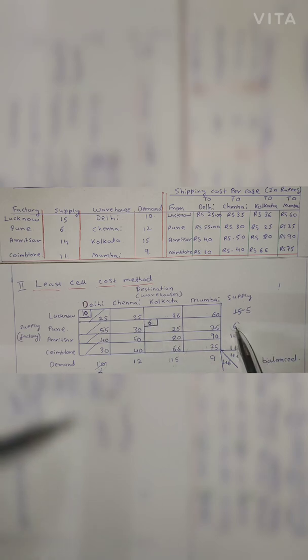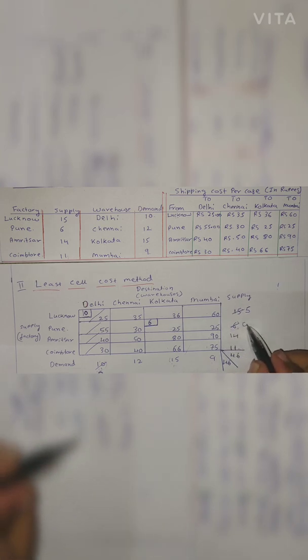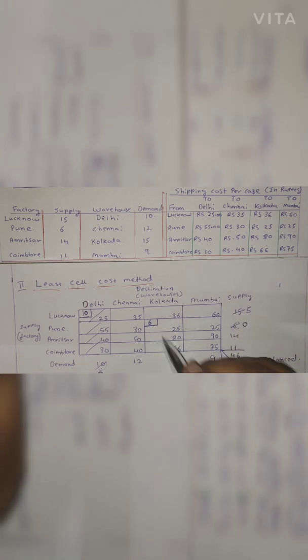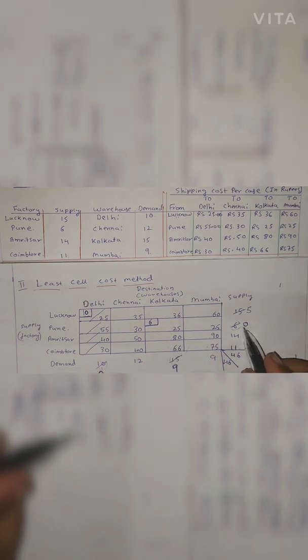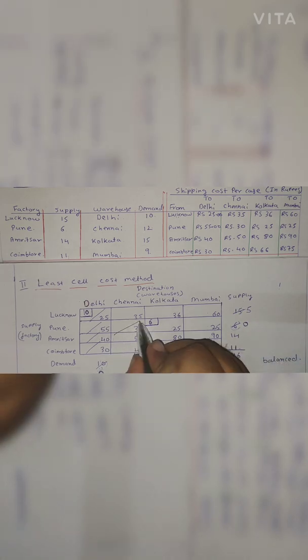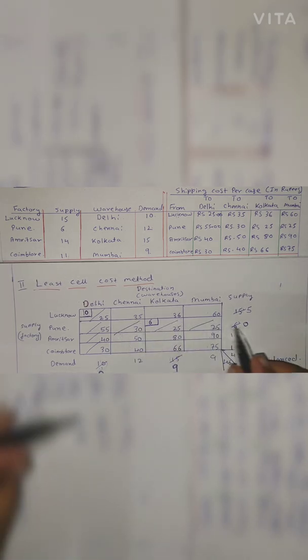For this 25, we'll check the row, which is 6, and the column, which is 15. The lower is the supply one, this row. So we'll write this 6 over here. We subtract this 6 from supply and demand. 6 minus 6 gives 0, and 15 minus 6 gives 9. Since this row has become 0, we'll eliminate this row.